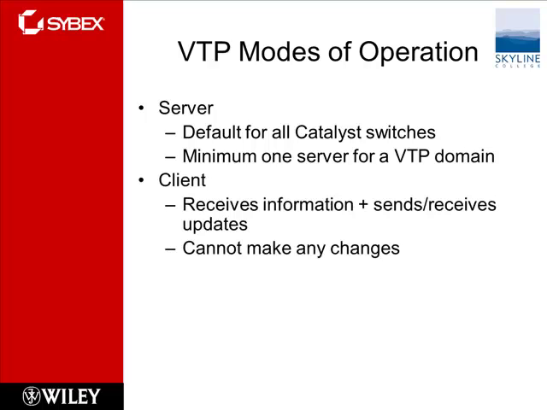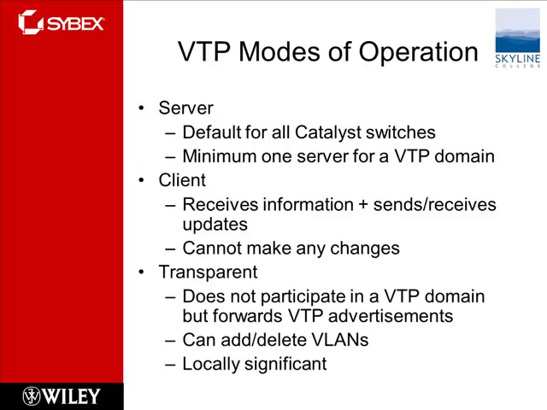Client receives the information but can't make changes. If you try to add a VLAN on a client machine, you'll see an error message that says you can't add it because it's a client machine. Transparent doesn't participate in the domain to make changes, but it does relay the information. That's because if you have a transparent switch between you and some other client further downstream, you want that information to get there. It won't affect the changes on that switch, but it will send the information on down the line.